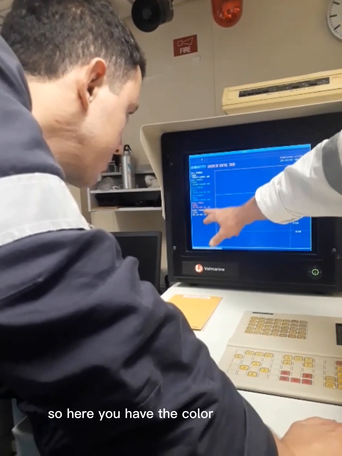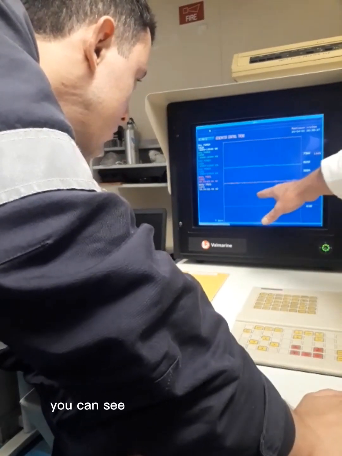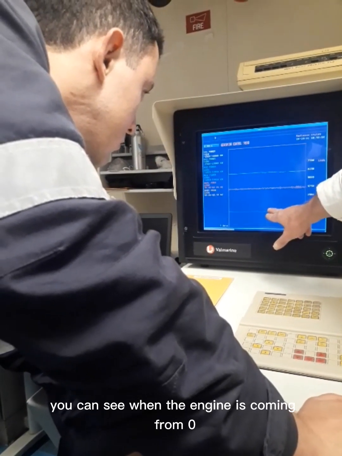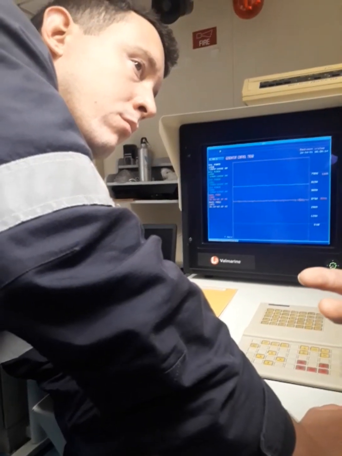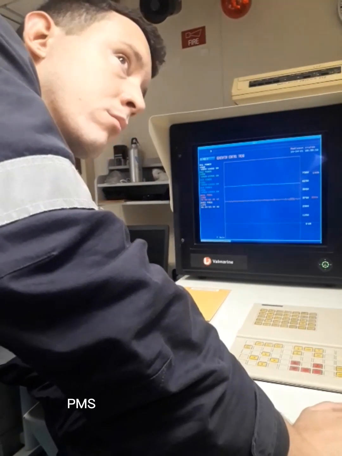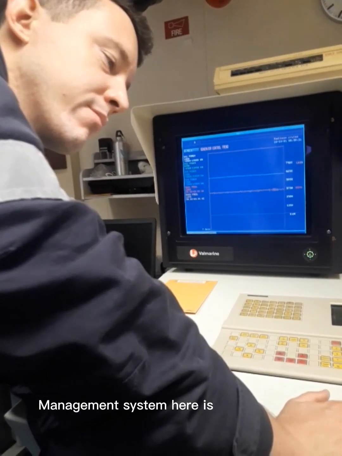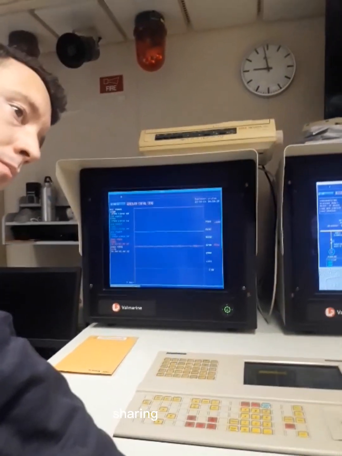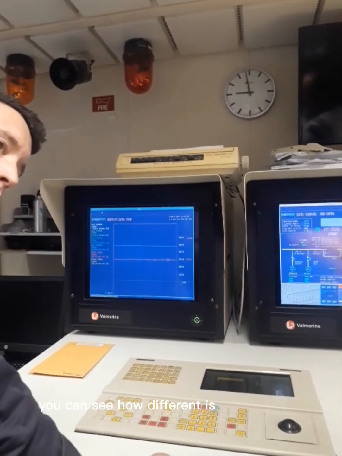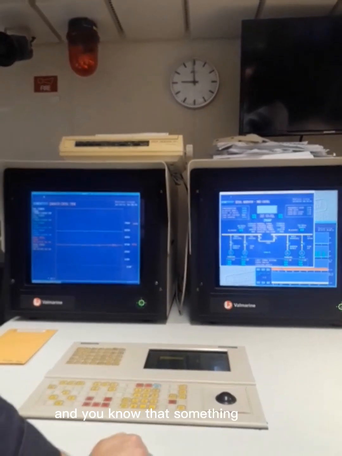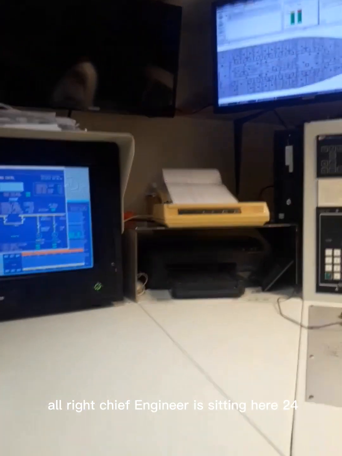So here you have the color on the engine, and if you start the engine, you can see when the engine is coming from zero, takes the load, how it takes the load, how it shares the load, how the PMS, the power management system, is controlling the load sharing with the engine. If you have any problem, you can see how different the trend is over there, and you know that something is wrong. All right? The chief engineer is sitting here 24 hours.